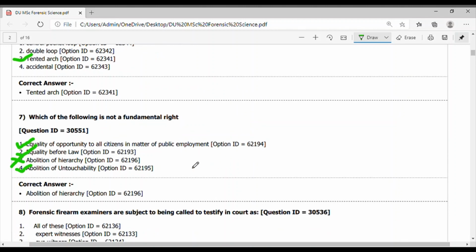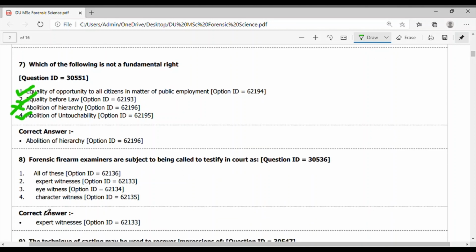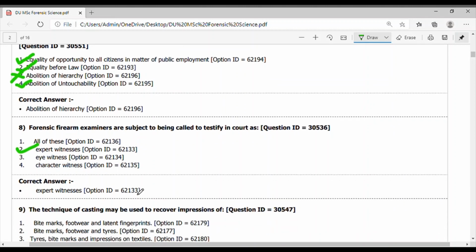Then another question here, the eighth question, is the forensic firearms examiners are subject to being called to testify in court as, and they are testifying in a court as an expert witness. The answer is the expert witness. This is a direct question.